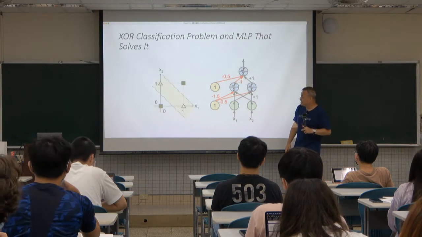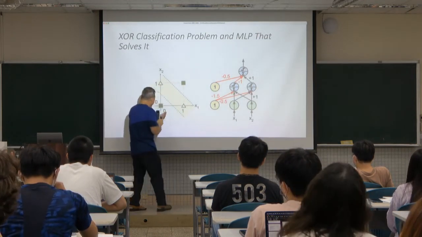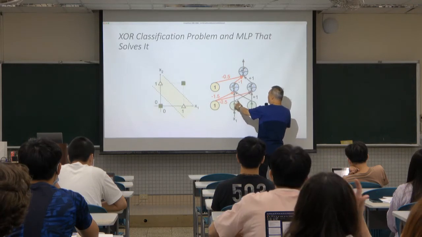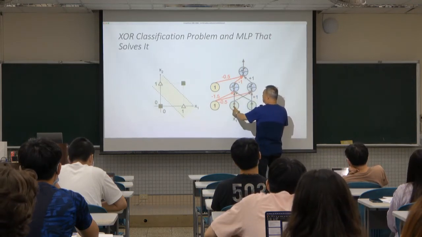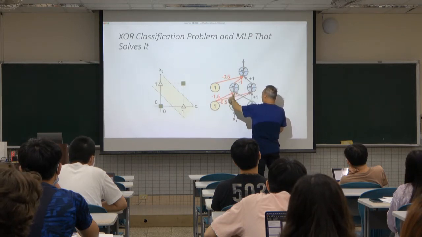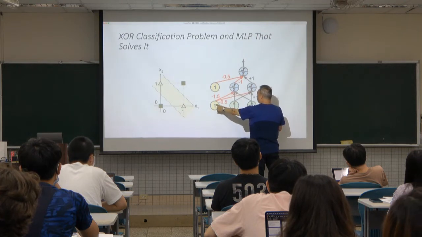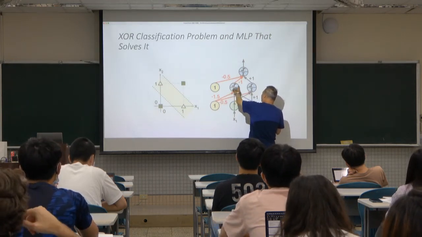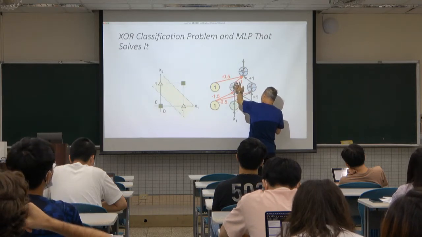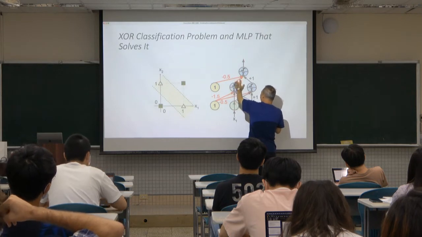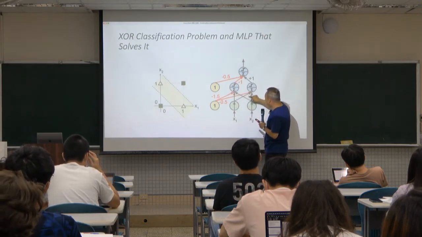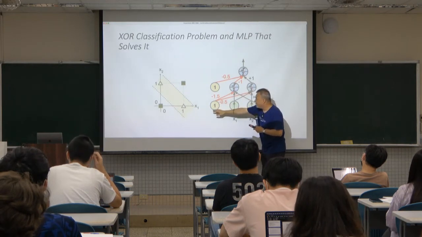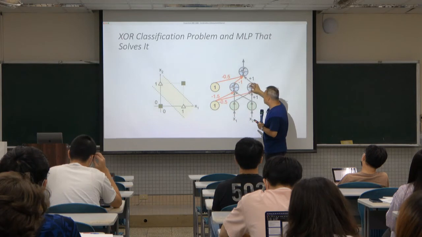Let's try it. For example, 0, 0: if x1 is 0 and x2 is 0, what happens? The weights are +1 and +1, so we have 0 for x1 and x2, and we have -1.5 from the bias. After the step function it is -1, and -1 with the weight -1 is going to be 1. And how about this one? We get 0 from x1 and x2, but we have -0.5 from the bias, so the result is -1.